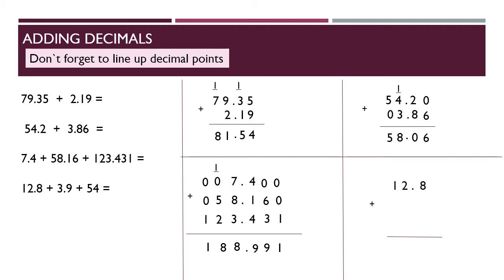The last one, we write 12.8, then 3.9. 54, we put it 54.0. And the empty space, we put 0. 8 plus 9 equals 17, 7 and hold 1. We put the point. 2 plus 3, 5, plus 4 equal 9, plus 1 equal 10. We put 0 and hold 1. 5 plus 1 plus 1 equal 7.